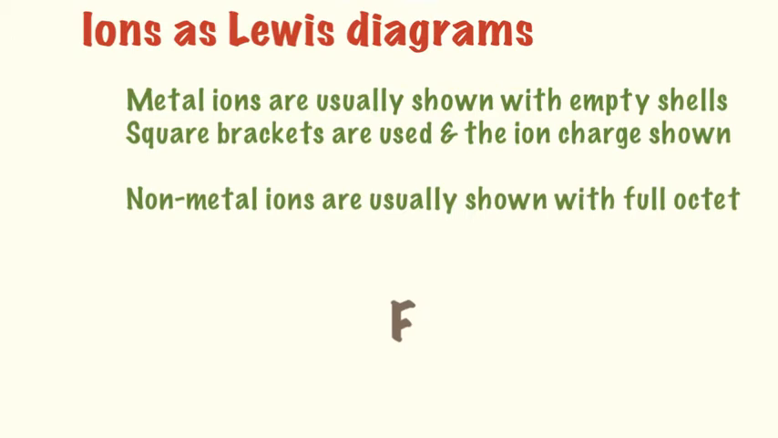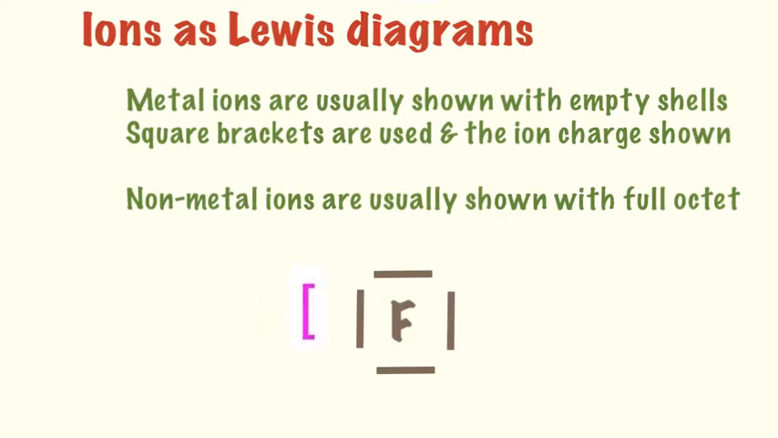So let's see if it works for the fluoride ion. The fluorine atom had seven electrons, so to fill up the octet, we need to add one more electron to it. So that means we're going to have four pairs of electrons, so let's put them in. One pair there. One pair there. One pair there. One pair there. So now the fluoride ion has formed, so we've got to show it.